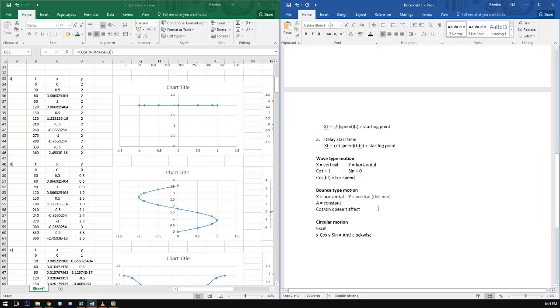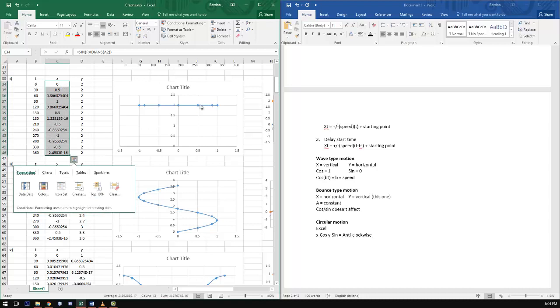For bounce type motion, we're asked to show it in vertical. For horizontal x, you put the cos or the sine inside the x variable, such as this, and the movement will move left to right, and the y will stay at a constant. But if you change this around, it will have a vertical movement where the x is constant in the one spot. Instead of going this way, it'll stay in the one spot on the x, and the constant will go up and down. And the cos or sine doesn't affect anything on this.